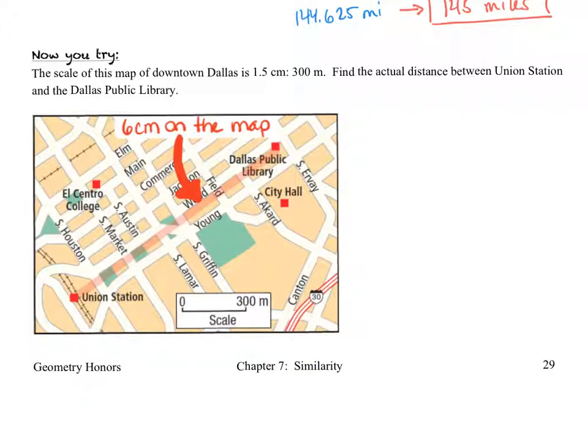Okay, now you try. Remember, we're going to start with the scale factor they gave us: 1.5 centimeters over 300 meters. Haven't even read the question yet. Find the actual distance between the Union Station and Dallas Public Library.